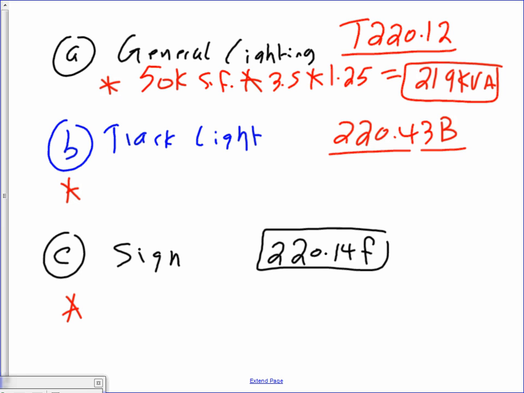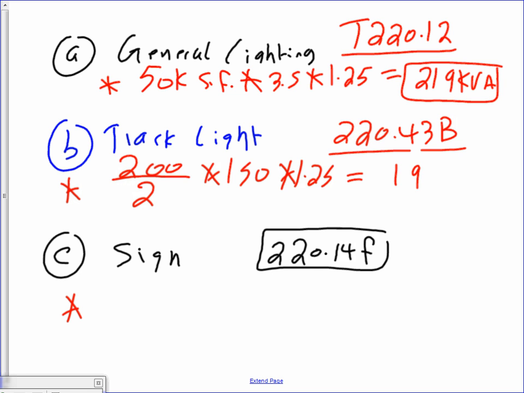Track lights. For your track lights, my friend, it's piece of cake. The code says every 200 feet, give every 2 feet 150 volt amp. Since it's continuous load, don't forget to multiply it by 1.25, and that will get you a healthy 19 kVA. Why? These are volt amps. These are feet. You can see what it is? 200 feet divided by 2, because for every 2 feet, you give it 150 volt amp.